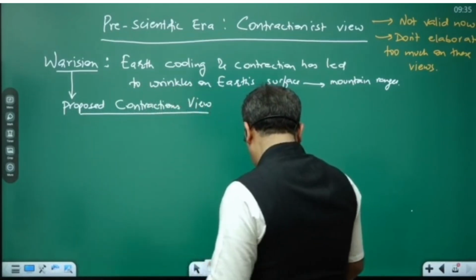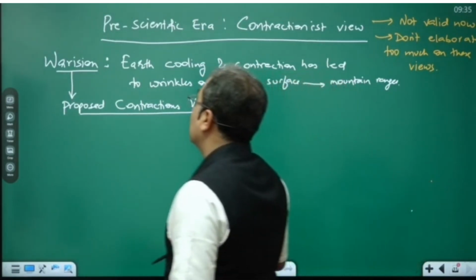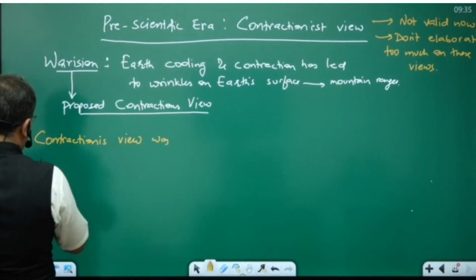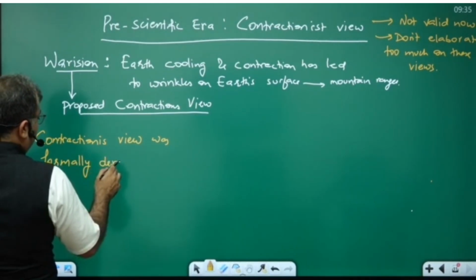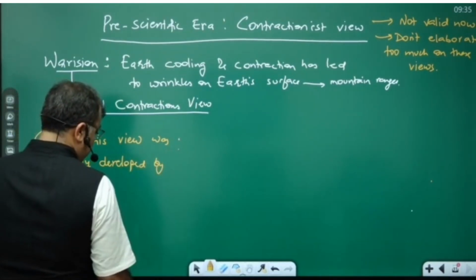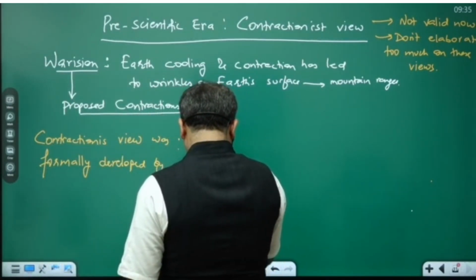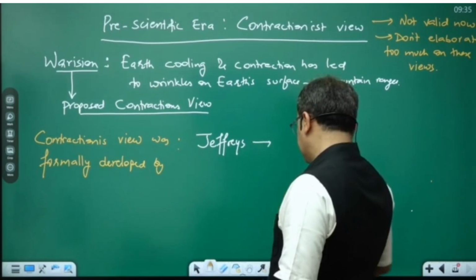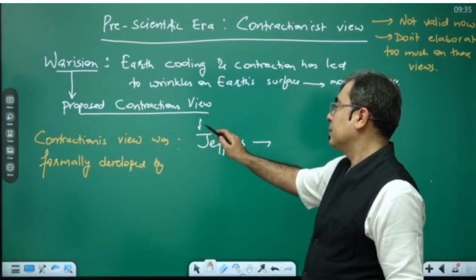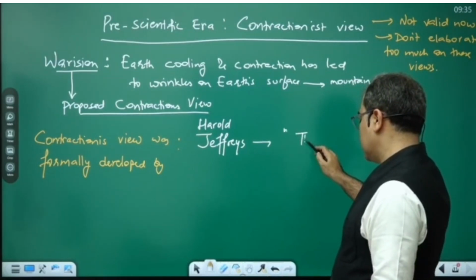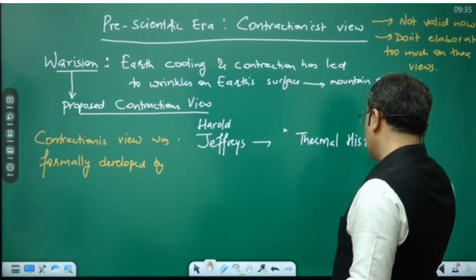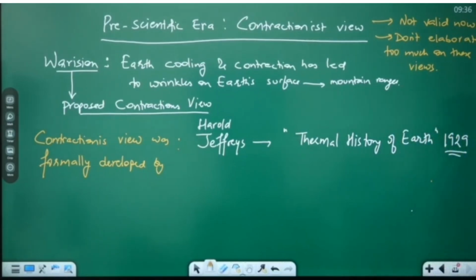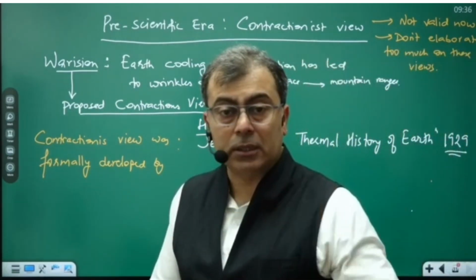But the contractionist view was formally developed by Jeffries. We're talking about Harold Jeffreys. He wrote The Thermal History of Earth, 1929. So this is where he has written something and we are going to look at his views. So please do not apply too much knowledge in this, but that's what we are talking about.